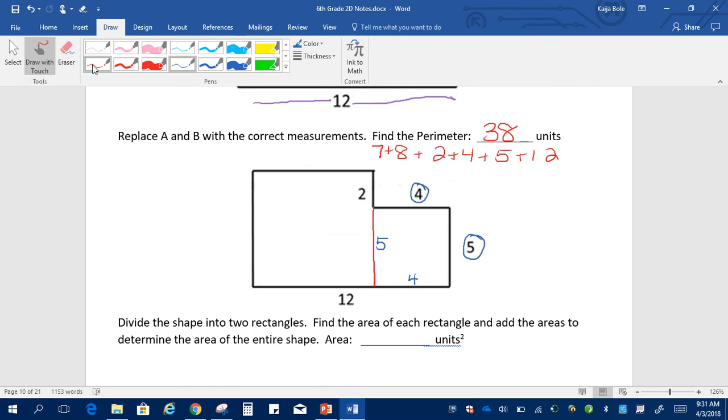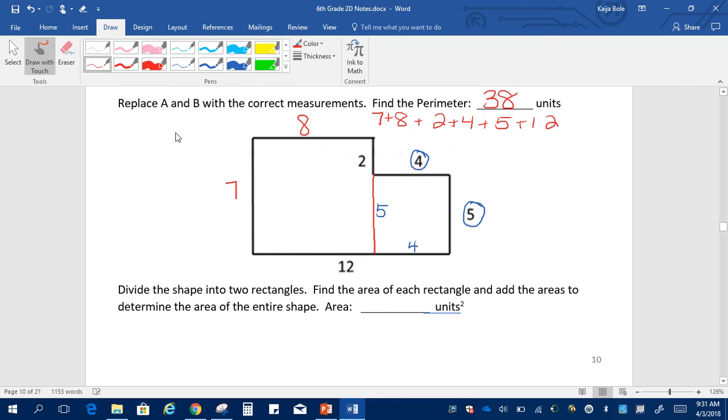If we wanted to do the other one in red, for our long side, we have to add the 5 and the 2 to give us 7. And then the top, we subtract the 12 minus 4, and that would give us 8. So I'm going to label the red one as number 1. So to find the area of number 1, we'd have area equals length times width. So we would have 7 times 8, which would give us 56.